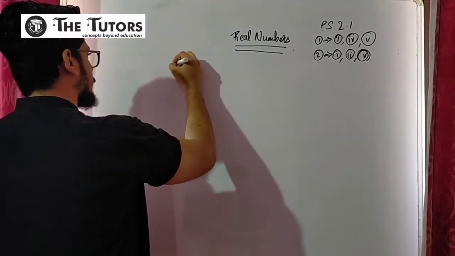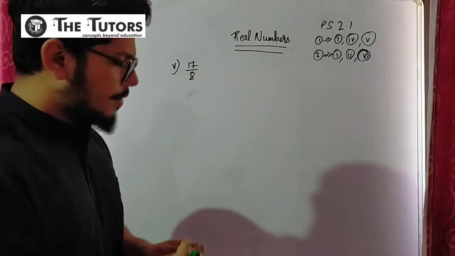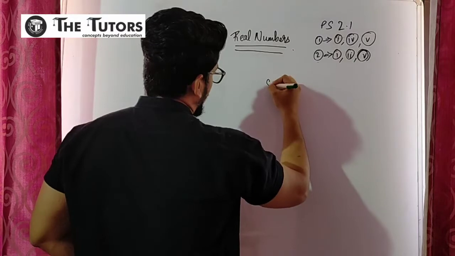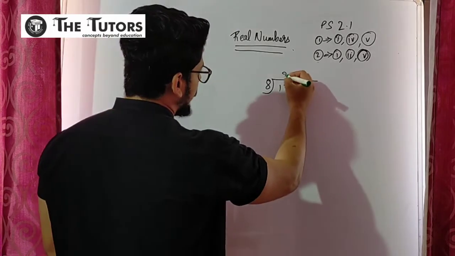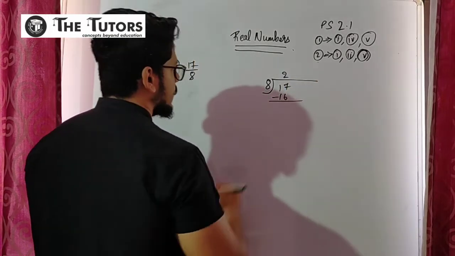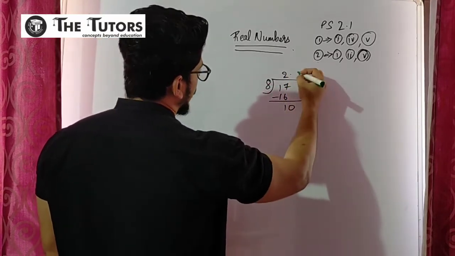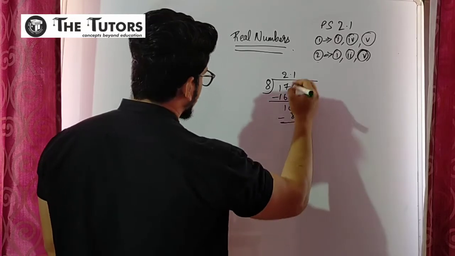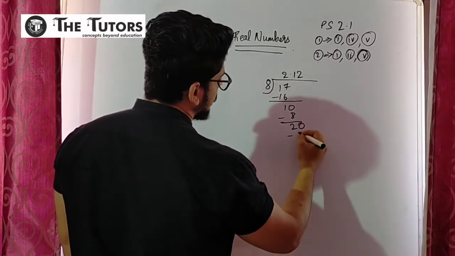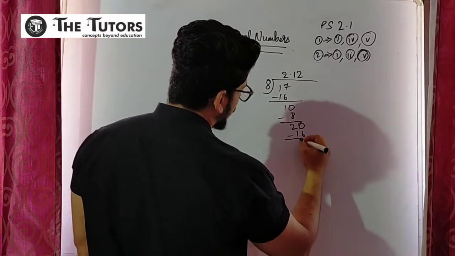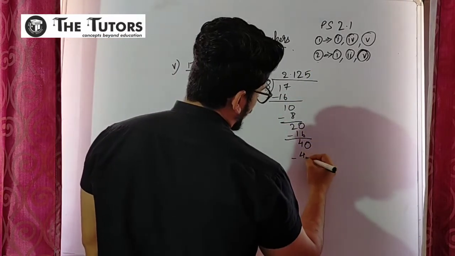Fifth question, 17 upon 8. 17 by 8. You have here 8, you have here 17. Simply, first you have 8 twos are 16. 17 minus 16, 1. You put a point and 0. Again you have 8 ones are 8. 10 minus 8 is 2. You have 0. Then you have 8 twos are 16. 20 minus 16 is 4. Again 0. 8 fives are 40.